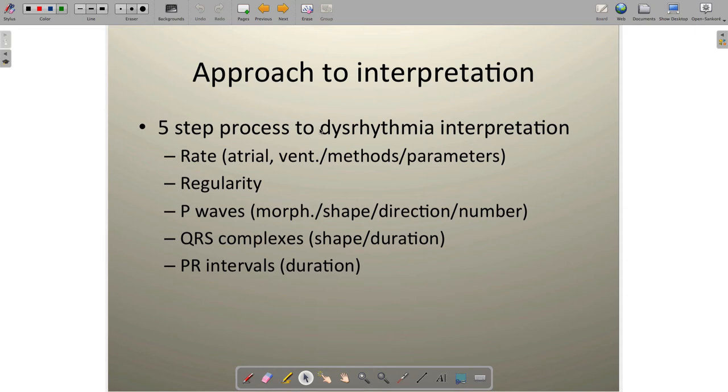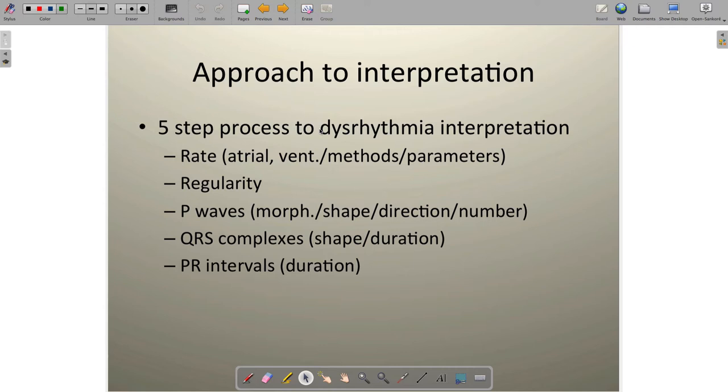Okay, welcome back, everybody. Now, the moment you've been waiting for, we're going to talk about how to actually use all of this knowledge that we've been learning for the last couple hours and actually apply it to the EKG trace. So this is appropriately called the approach to EKG interpretation.